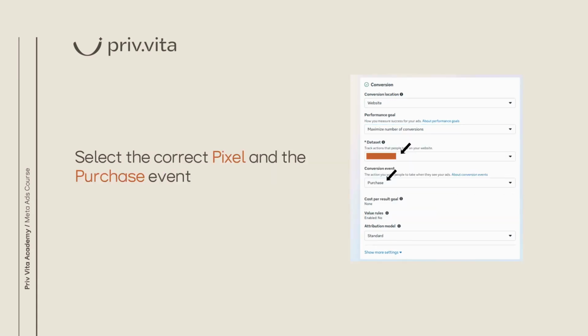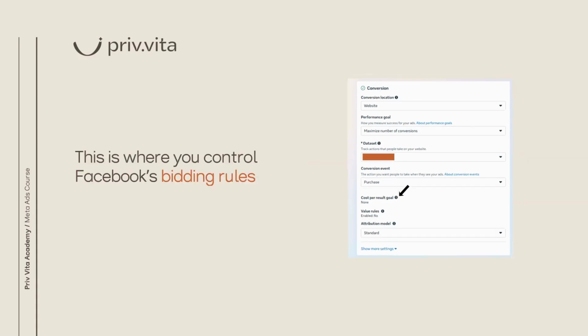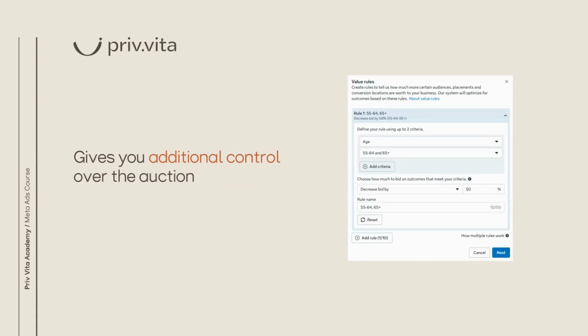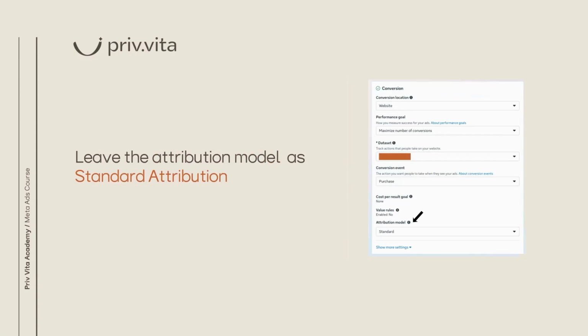Then finally, in this section, you will select the correct pixel and the purchase event, and leave the rest as is. However, since it's a course and not just a setup video, I want to explain what these options are. The cost per result goal is what becomes active if we select cost cap or bid cap strategies. This is where you control Facebook's bidding rules. The value rules below give you additional control over the auction. For example, you can select an audience like age or gender and say I want to bid 50% less for people older than 55.